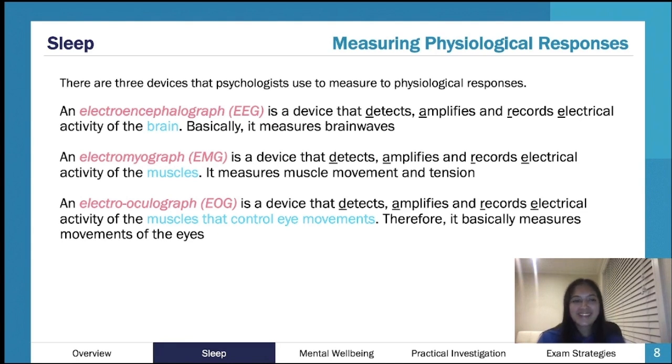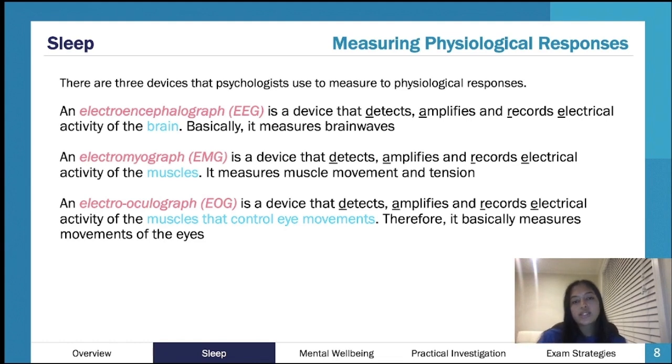Okay, so moving aside from that, in terms of what we're actually looking at, your EEG, your EMG, and your EOG are measuring these physiological responses of the body. They're detecting the electrical activity of these three separate things. The EEG is measuring the activity of your brain. The EMG is detecting the activity of your muscles, and the EOG is ultimately detecting the movement of your eyes, but it does that by detecting the muscles that control eye movements.